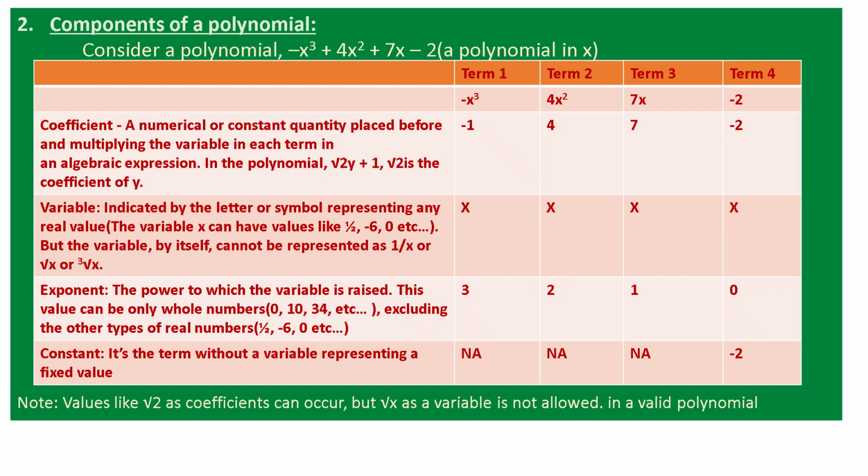What are variables? Variables are denoted by a letter or symbol representing any real value. When you assign values to the variables in a polynomial, it can take values like 1 by 2, minus 6, 0, etc.